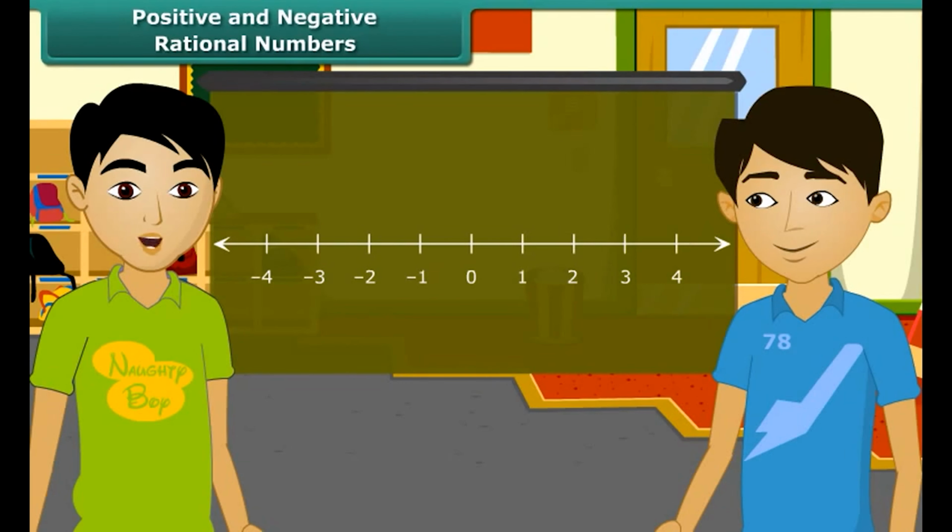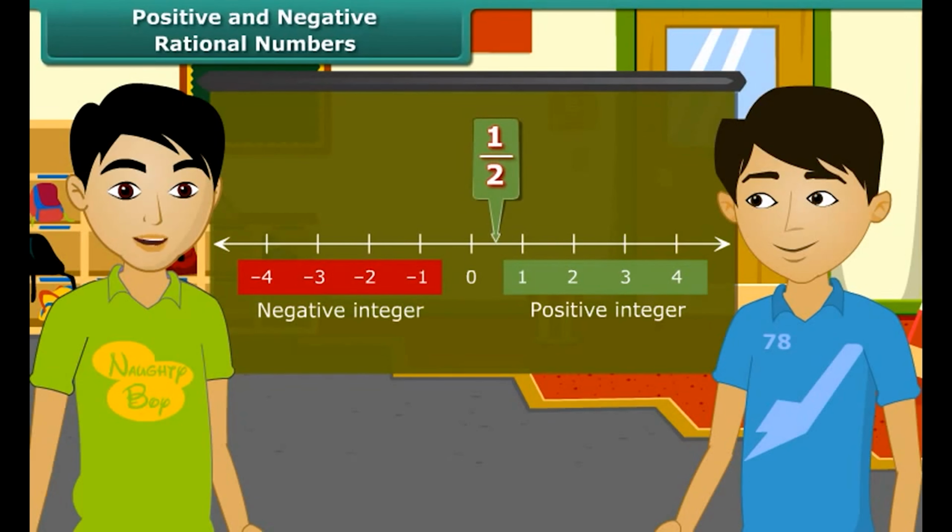How do we represent a rational number on a number line? Look at this number line. Points on the right side of 0 are called positive integers, and points on the left side of 0 are called negative integers. Let's mark 1/2 on this line. 1/2 will lie in between 0 and 1. And -1/2 will lie in between 0 and -1.